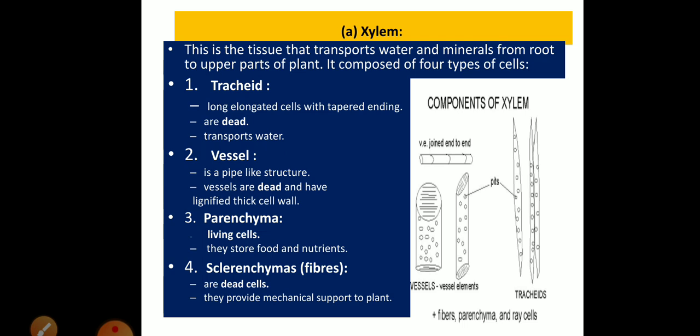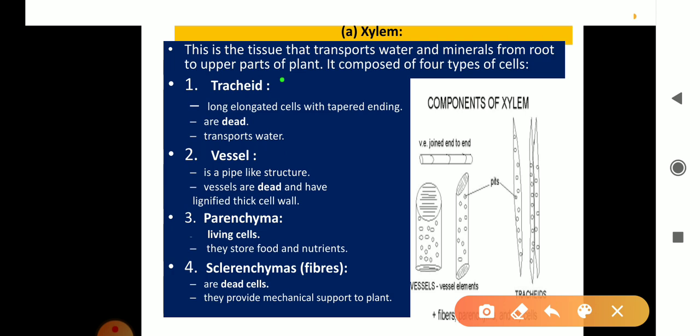Now there are four parts of xylem. Xylem has four components. First is called tracheid, second is called vessels, then parenchyma and the sclerenchyma. Now see one by one.